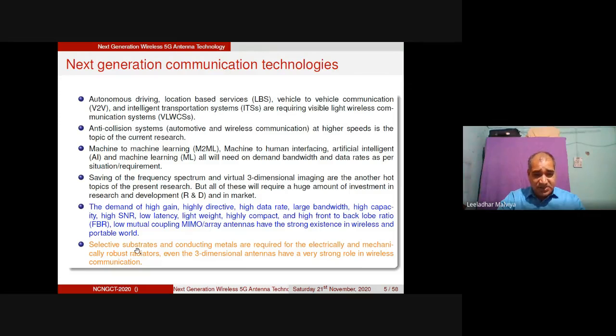So selective substrates and conductive metals are very big requirements, because they will provide us electrically and mechanically robust radiators. Even three-dimensional antennas have a strong role in wireless communication. So I'm starting with wireless communication now.